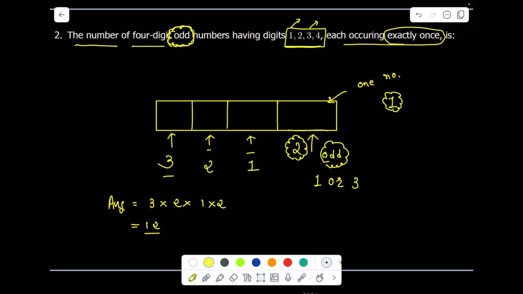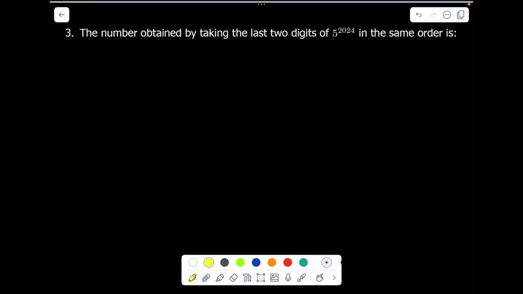So there are 12 four digit numbers that you can make using 1, 2, 3, 4, and they are odd numbers. So let's solve next question. Question number 3 is the number obtained by taking the last two digits of 5 to the power 2024.